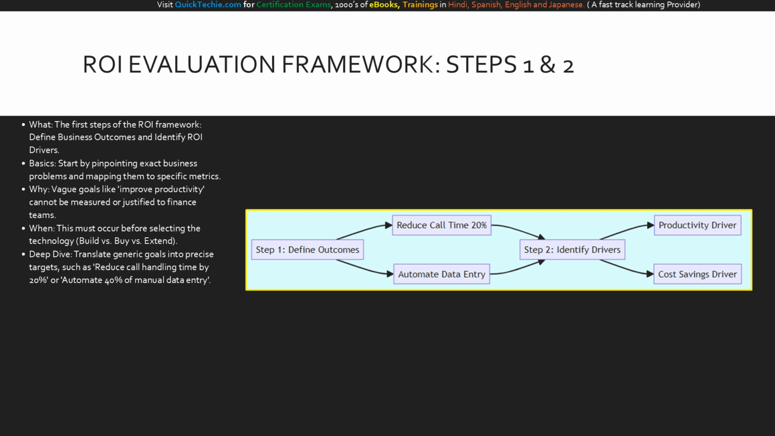Once those targets are established, the flow converges into step 2, identify drivers. From here, we categorize the business value into distinct buckets, branching out to the productivity driver and the cost savings driver. This diagram is a great template for your own internal workshops. By forcing stakeholders to follow this flow from left to right, you prevent them from requesting AI for the sake of AI and anchor the project firmly in measurable business reality.